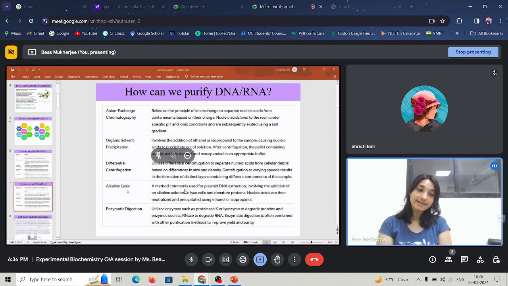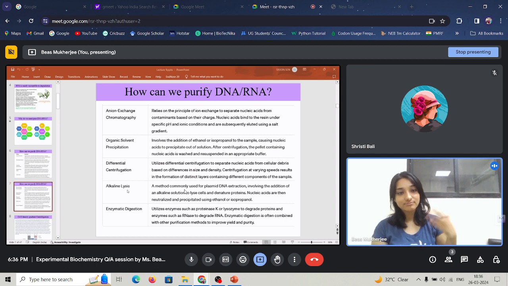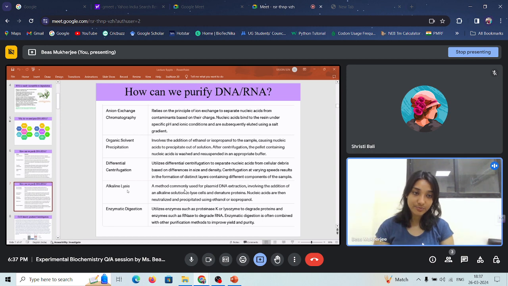Then what happens? Alkaline lysis. This is mainly used for the isolation of plasmids. I'm sure you remember plasmids. We have studied about plasmids in the last few classes. So we will look into this in a lot more details. In our lab, we usually isolate plasmids from bacteria. Okay. So a method commonly used for plasmid DNA extraction involving the addition of an alkaline solution to lyse the cells and denature proteins. Nucleic acids are then neutralized and precipitated using ethanol or isopropanol. So we will be looking at this in greater detail soon.